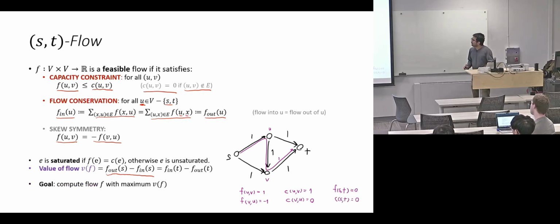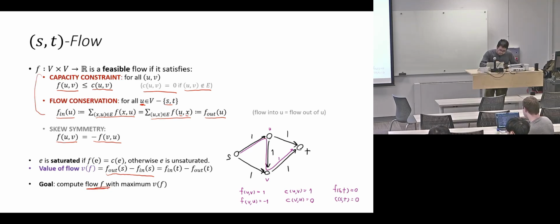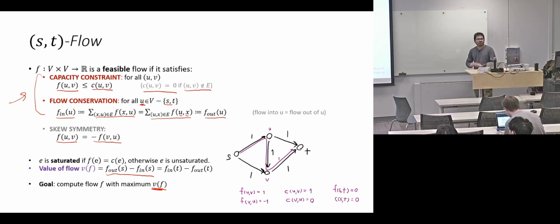Right. So now I can state the problem definition precisely. We want to compute a feasible flow that has these properties, and we want to maximize the value of the flow. Any questions about the problem statement? It's a lot of build up, but it does capture some intuition.